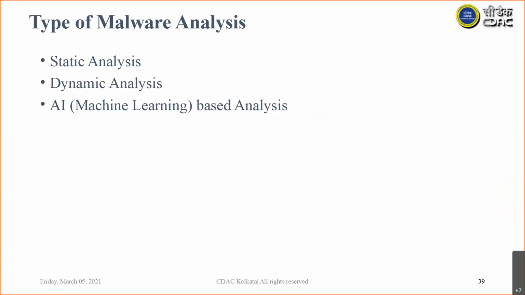There are basically many types of malware analysis. Broadly, it can be classified under three basic categories. One is static analysis, one is dynamic analysis. In the recent era, with the advent of artificial intelligence, AI-based analysis for malware detection has become very popular. So we'll also be discussing that.